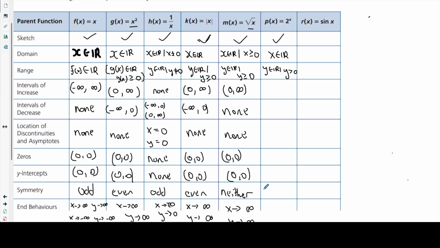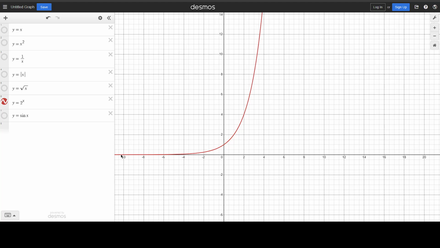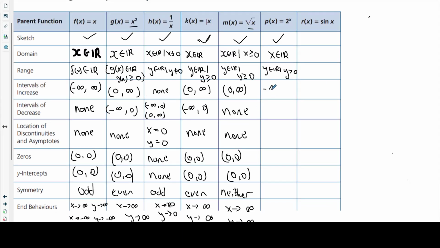As for intervals of increase, this function is always increasing. You can clearly see as you move to the right, it's going up, up, up, up, up. So the interval of increase is from negative infinity to positive infinity. Intervals of decrease, there are none. Discontinuities, none, but there are asymptotes. So I guess we can just write the asymptote. And there's a horizontal asymptote at y equals 0.